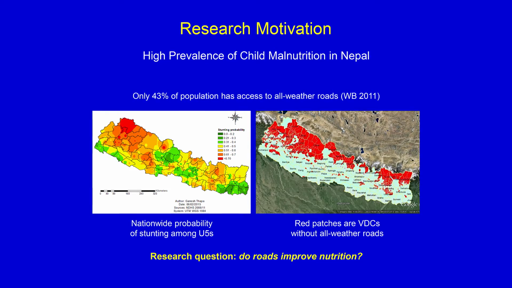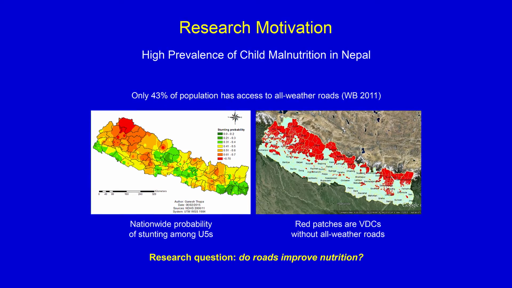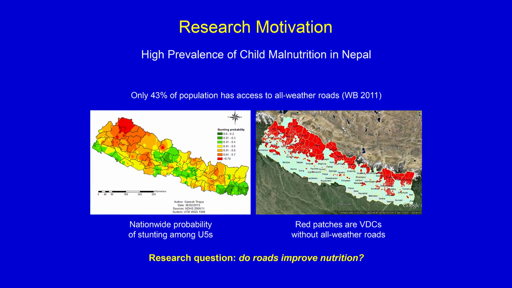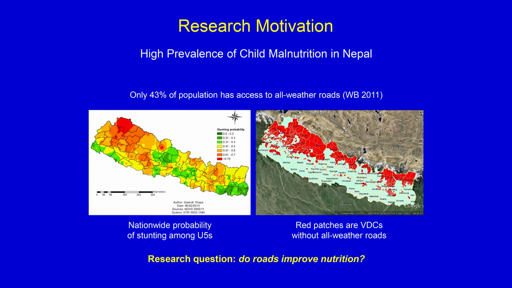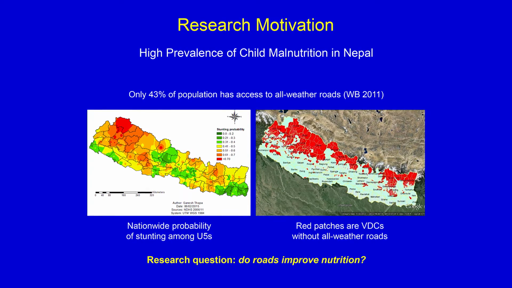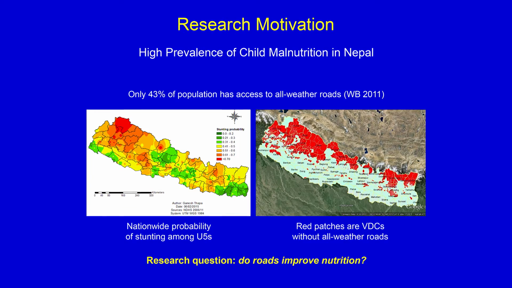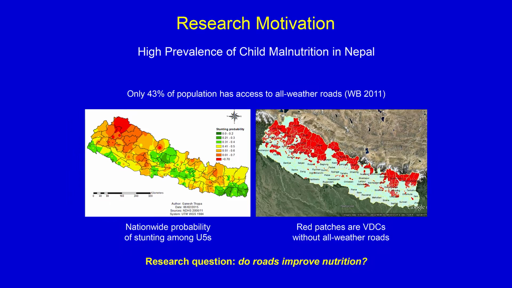I have two maps here, one on the left that shows the probability of stunting nationwide, and the map on the right shows the VDCs in the country that at the time of the data did not have all-weather roads. There's quite a bit of overlap between the VDCs without access to all-weather roads and the VDCs where we see very high rates of malnutrition. That's probably not surprising, but one question would be, why is that the case?